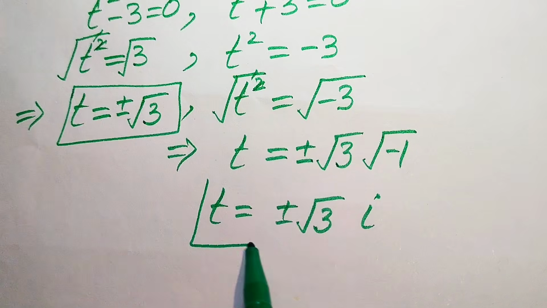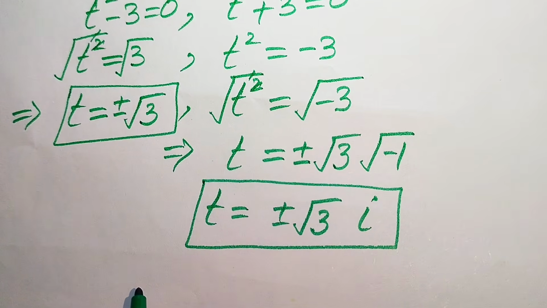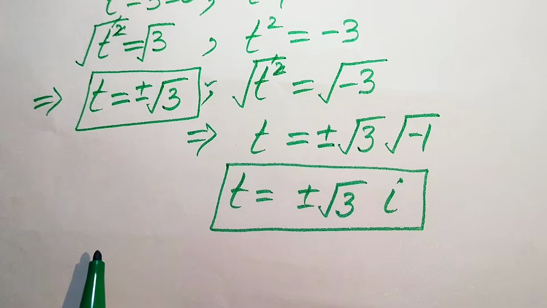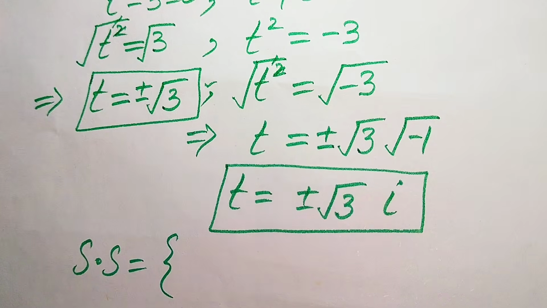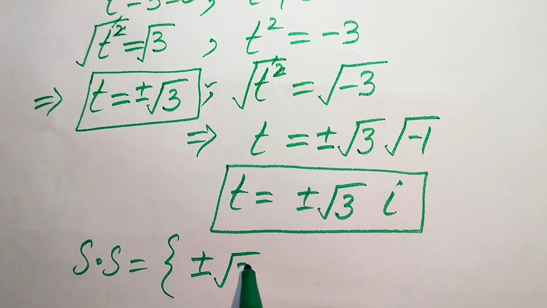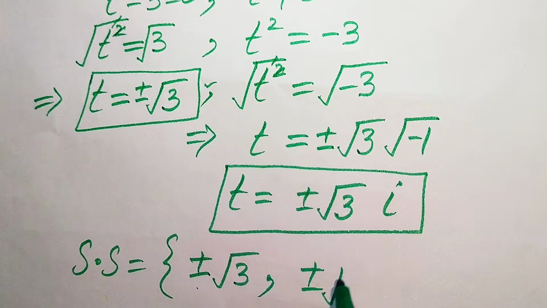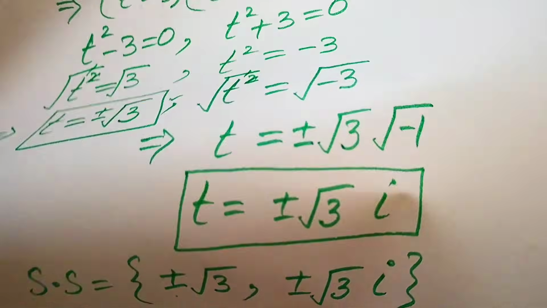So these are the other two complex roots of the given equation which we get in the second case, and these are the two real roots of the given equation. Finally, there are four roots of the given equation, and all these four roots become the solution set, in which two roots are real roots, and these are plus minus square root of 3, and these two roots are complex roots, and these are plus minus square root of 3 into iota. So this is our final answer of this question.